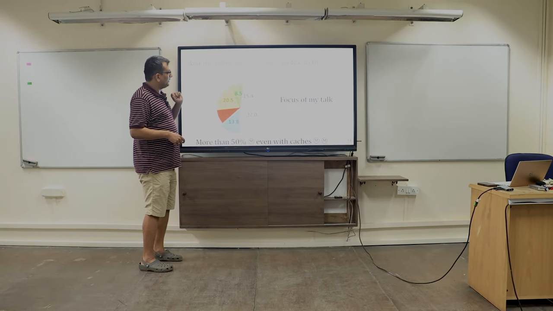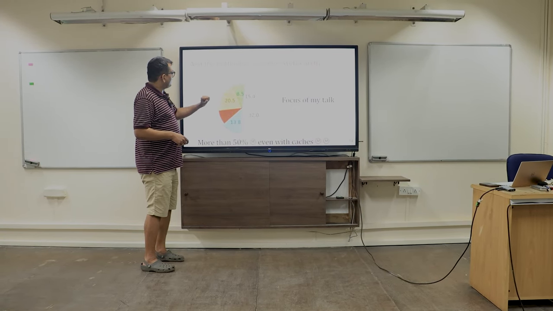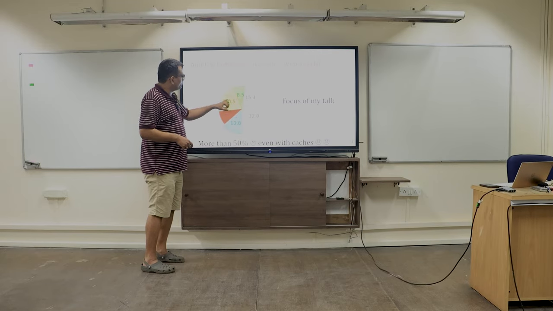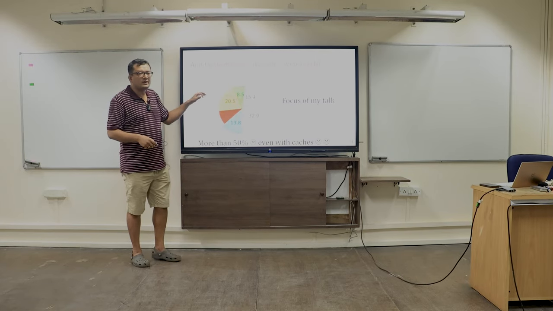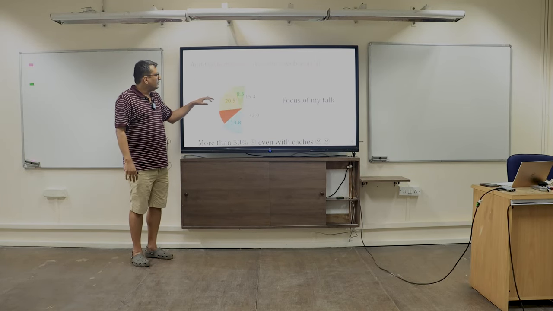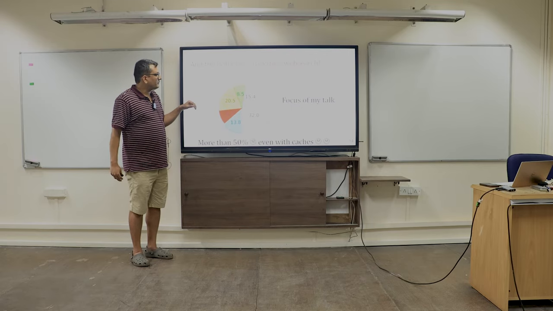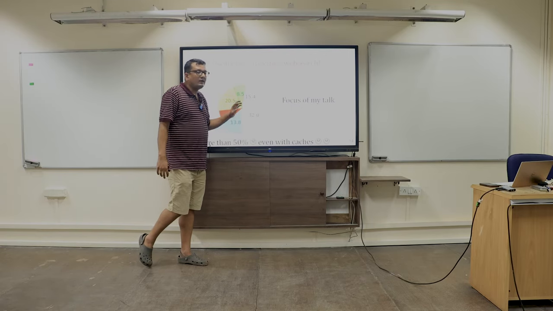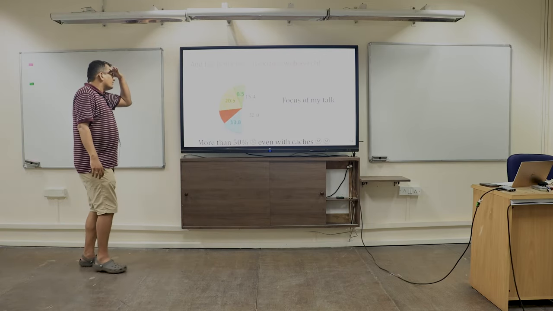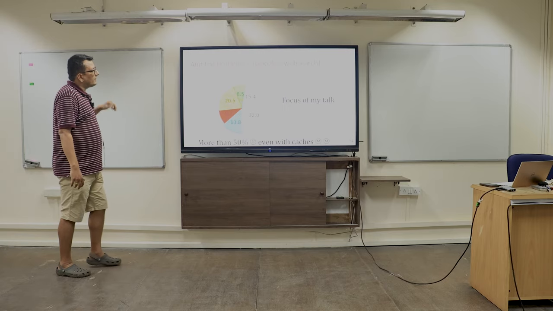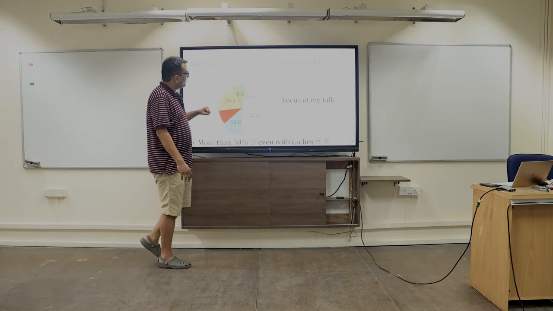Okay. So if you look at this particular pie chart, this shows that when you run Google's web search on an Intel Haswell machine, almost 50% of the bottleneck comes from two different things. One is called backend memory. If you don't understand what is backend, it's okay. If you understand memory, it's pretty fine. And then there is a bottleneck called retiring bottleneck.